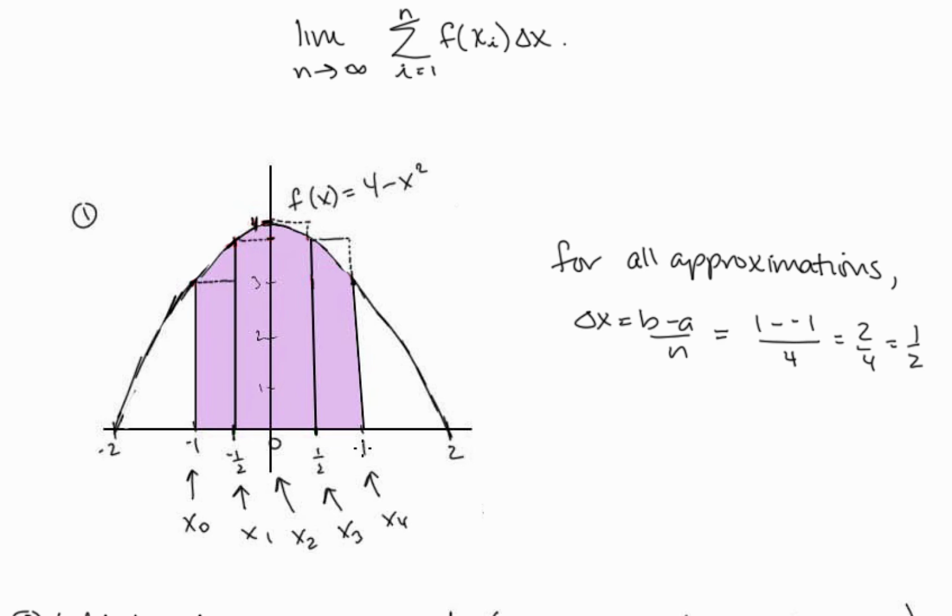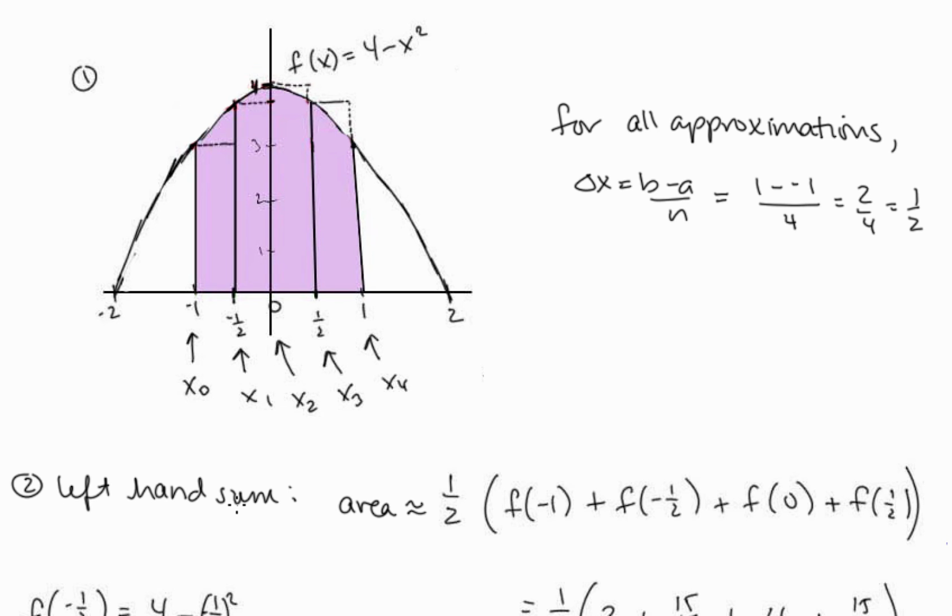Now we know for the approximations we're going to make, we're going to have delta x equal to b minus a over n. So that's going to be 1 minus -1 over 4, and so that's 1/2. Delta x is equal to 1/2. And so from -1 to 1, we can set up our 4 subintervals here and put markers at -1/2, 0, and 1/2.